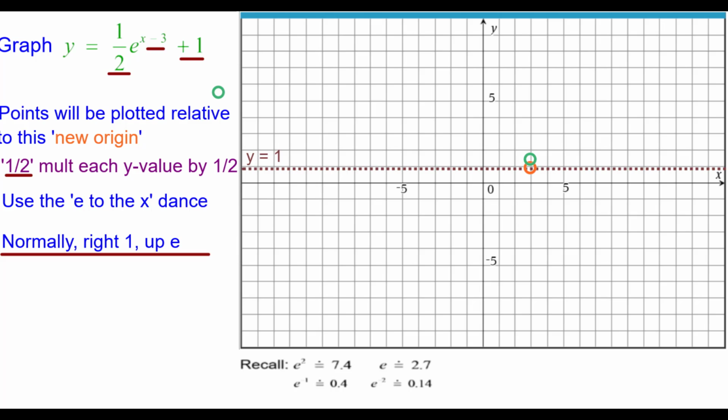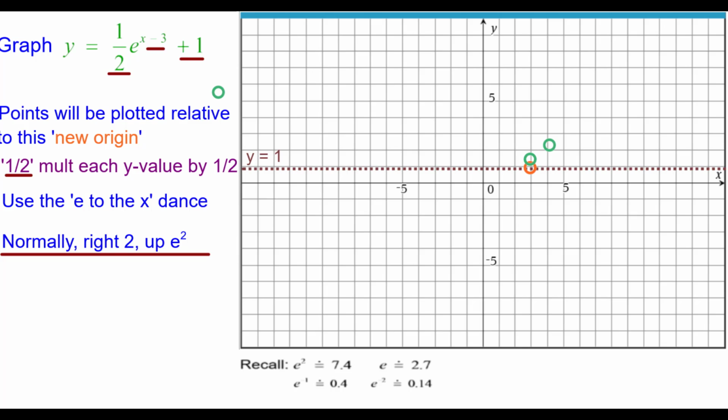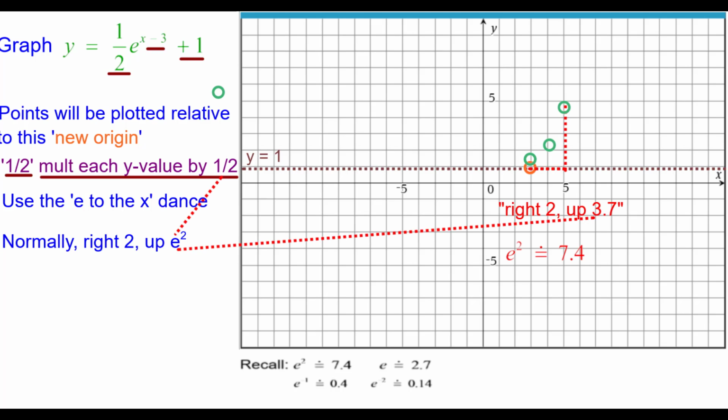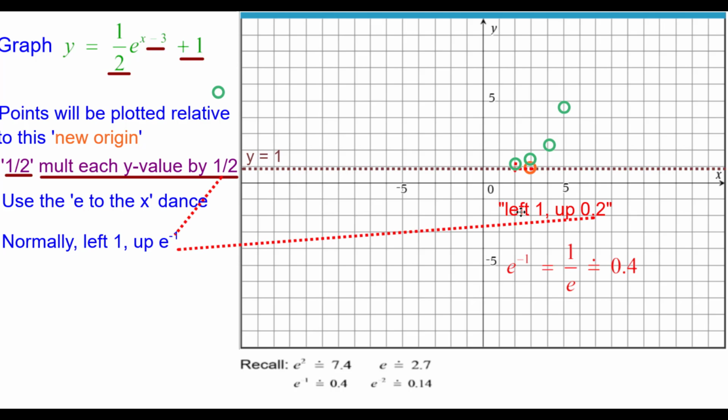Next, we would go right 1 up e, but in this case it's right 1 up 1/2 of e, which is about 1.35. Right 2 up e squared, but it's going to be right 2 up 1/2 of e squared, which is about 3.7. Going to the left 1 up e to the negative 1, but in this case will be left 1 up only 1/2 of that, 0.2. And left 2 up e to the negative 2, only left 2 up 1/2 of that, which will be 0.07.